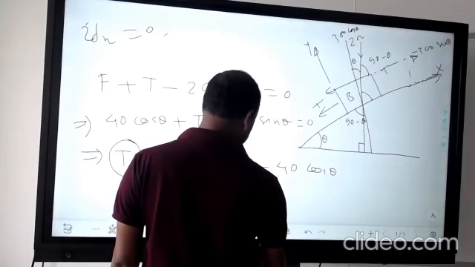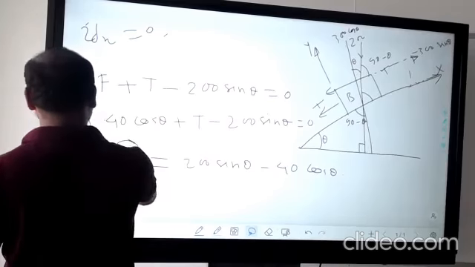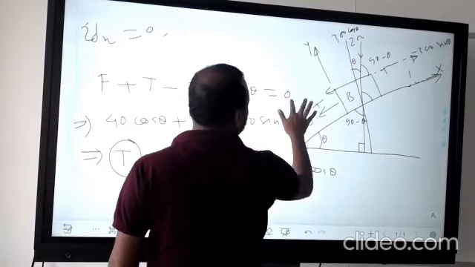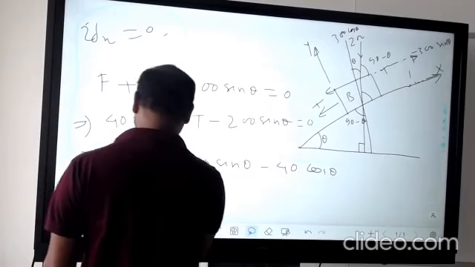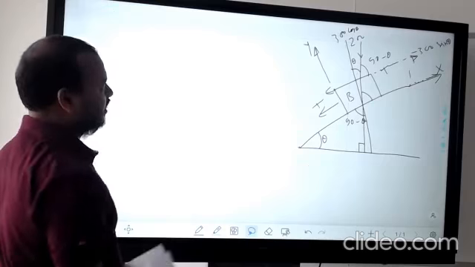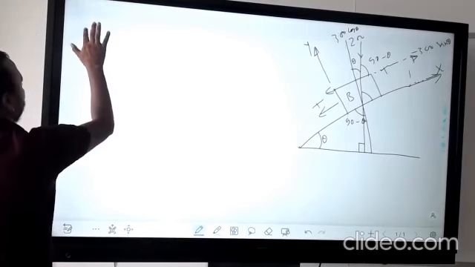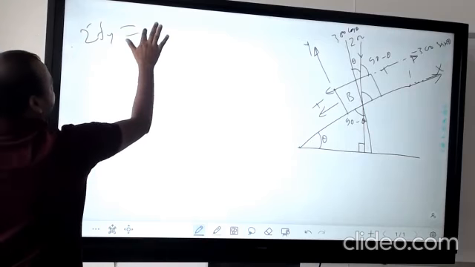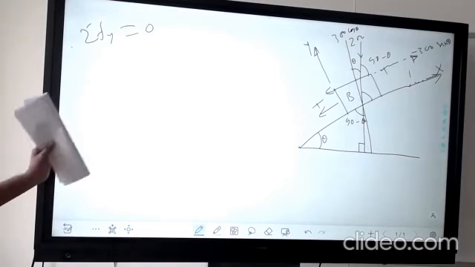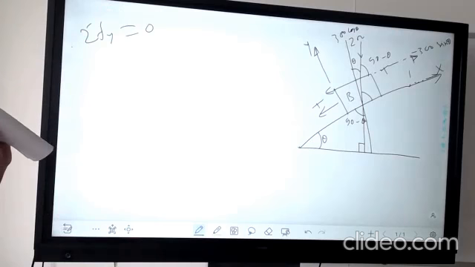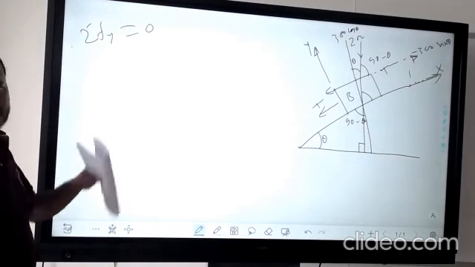Not clear till now? Why not saying anything? See, now same way, summation of f of y is equal to 0. This is one equation. Same way, if we apply this, then what will be that equation?